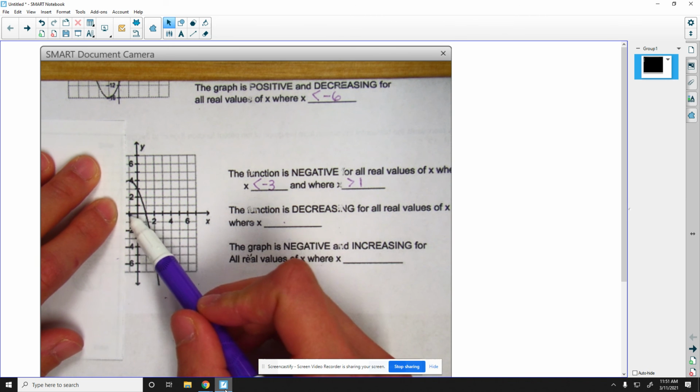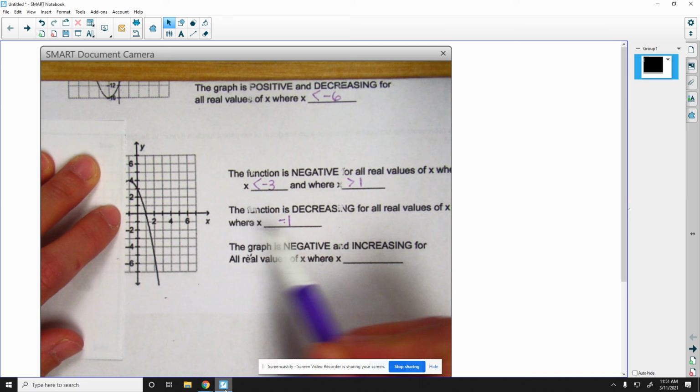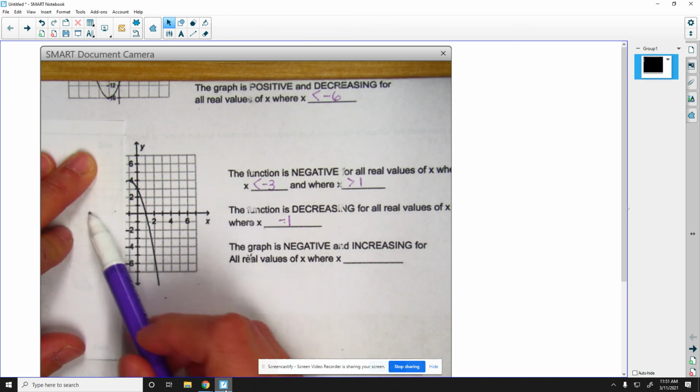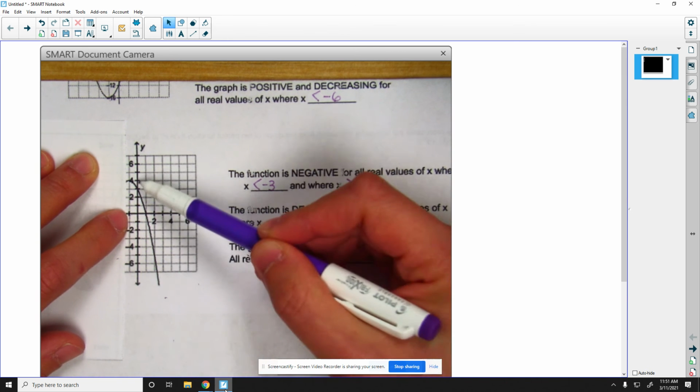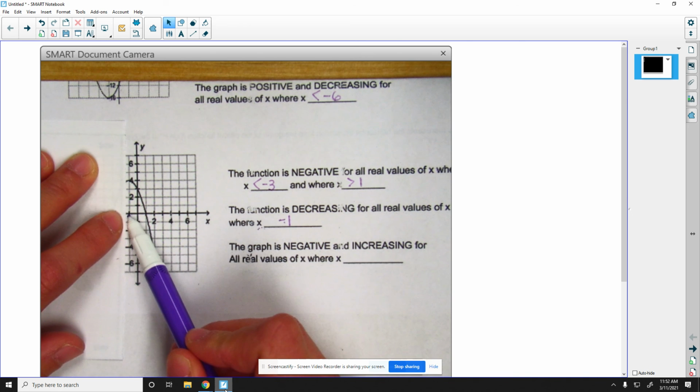Sorry, it's -1 actually. My bad. It's -1 because you're before the 0. The reason why is because they're talking about the x's. The x is -1. The y is 4, but they're not looking for the y. They're looking at the x's. So the x is -1.